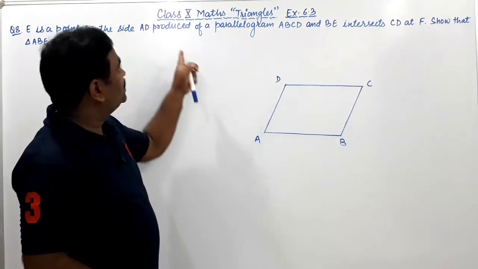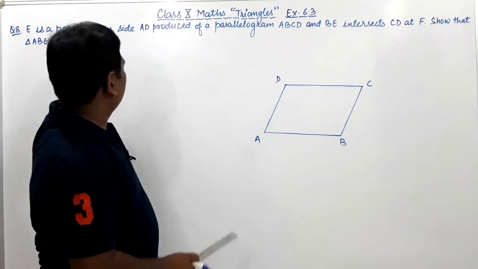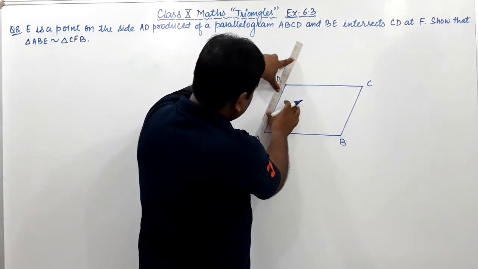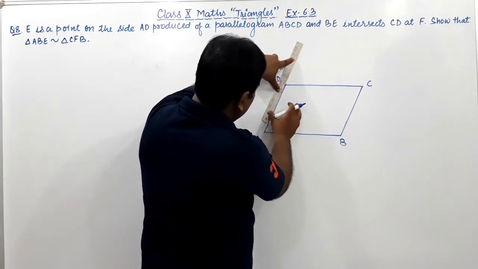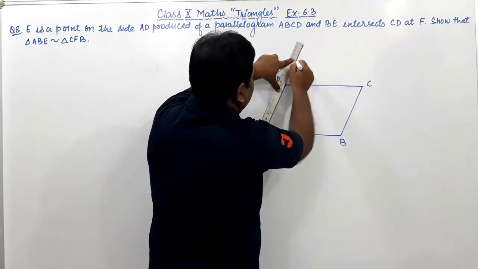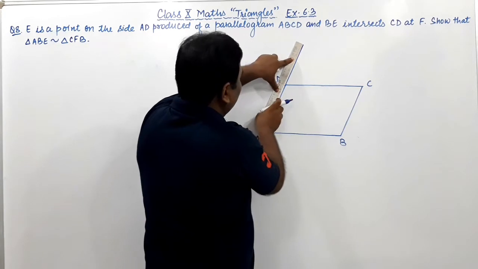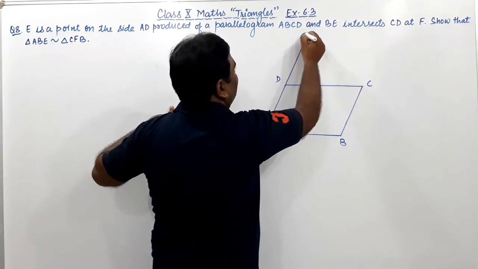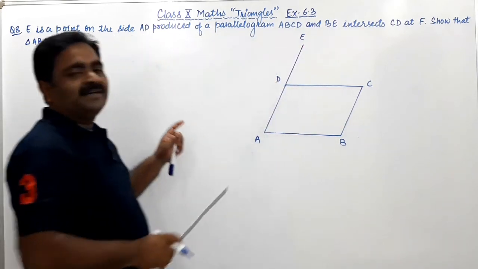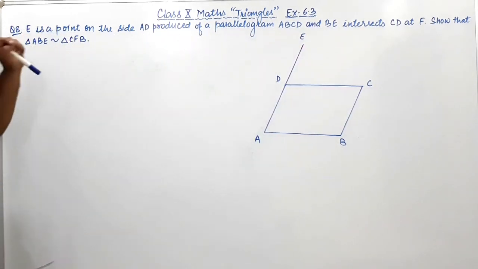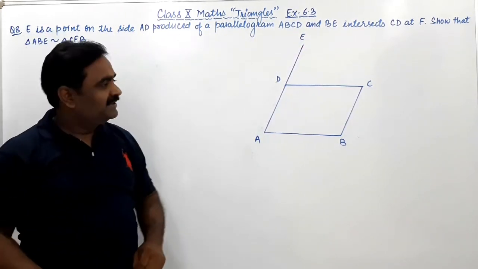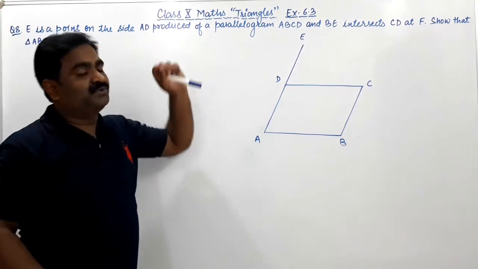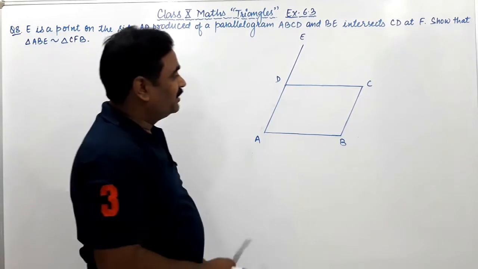Now produce the side AD up to the point E. So इस AD को हमें प्रोड्यूस करना है. Produced side AD, so you will get a point E here. This point E you got, as it was discussed in the very first point. E is a point on the side AD produced of a parallelogram ABCD.